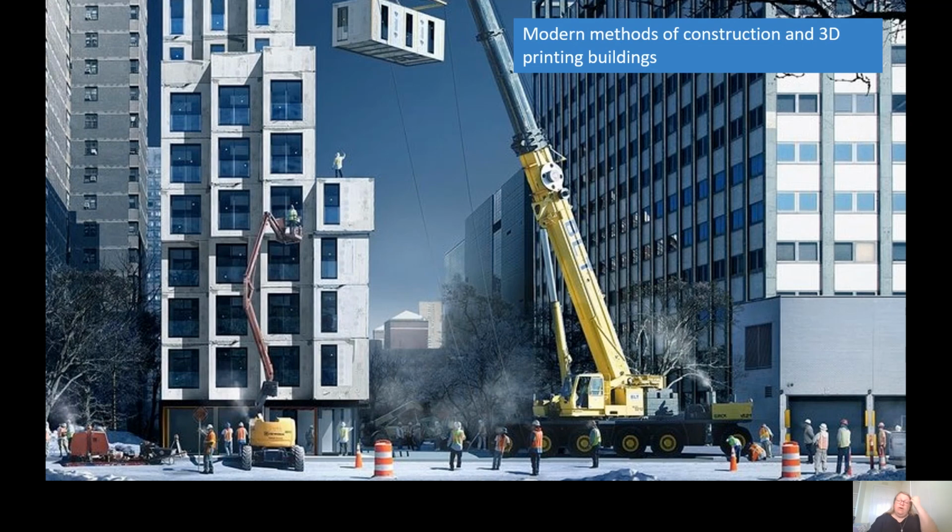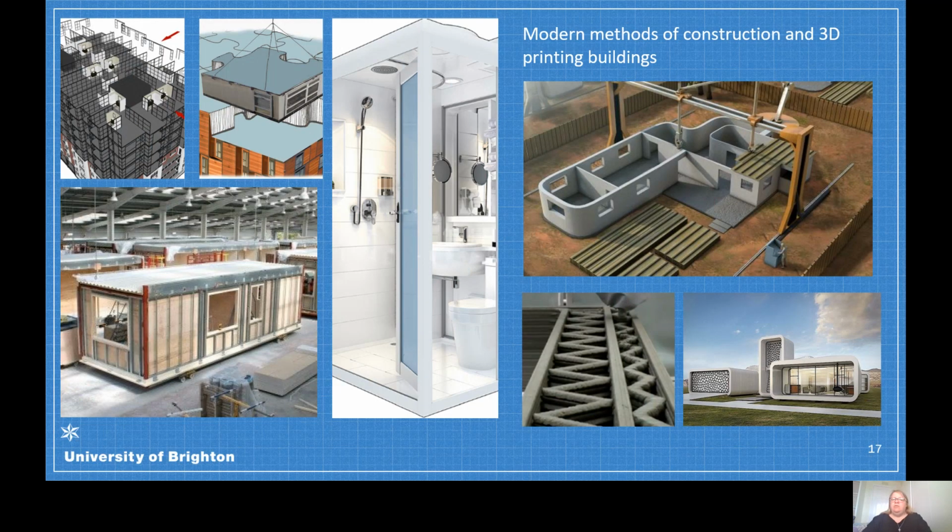Moving on to modern methods of construction and 3D printing. Modern methods of construction are basically things like off-site manufacture, prefabrication, panelized or modularized buildings. So you will probably be aware that this is becoming more significant within industry. There's a big push for this in terms of off-site manufacturing reduces waste.